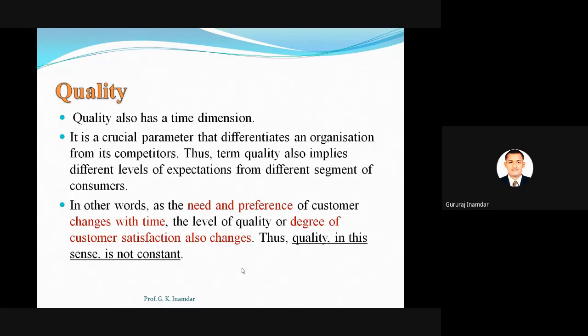Thus the term quality also implies different levels of expectations from different segments of consumers. There are a number of expectations from a number of people. There is no one similar in the entire world. Is it right? Everyone is different. [Marathi: Is there anyone like you in the world?]